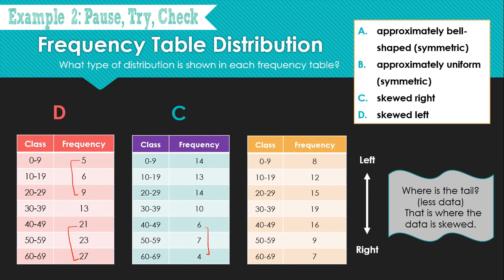Same classes. I look here, I start off small, I'm getting larger, and then I get small again. So small, larger, smaller. This guy is going to be symmetric, and it looks like it's going to be about a bell-shaped curve because we're doing that gradual smaller to larger to smaller. So that would be A. If it was approximately uniform, you'd have a table with values that are almost all the same.